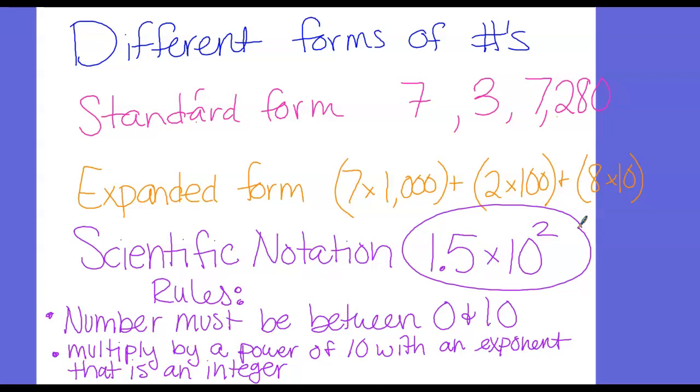So somebody give me another number that is between 0 and 10. Adriana. 6. Okay, so 6 times 10 to the, give me a negative exponent. Haley. Negative 4. So 6 times 10 to the negative 4 is written in scientific notation because the number is between 0 and 10 and the exponent is an integer.